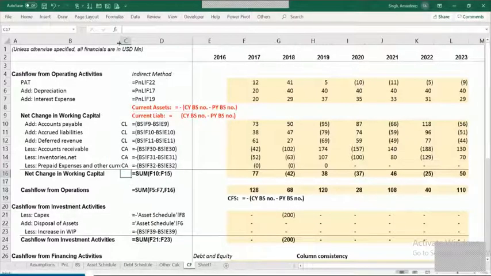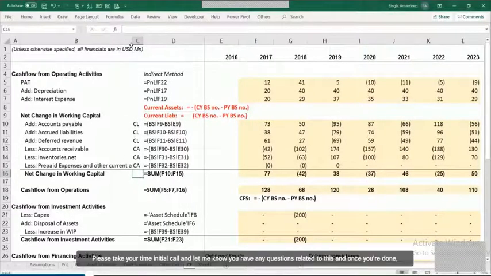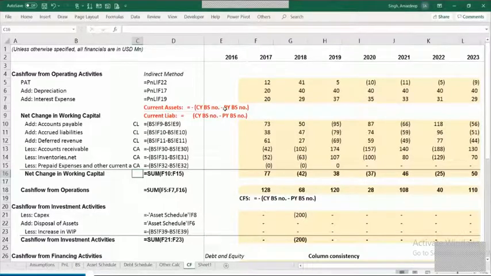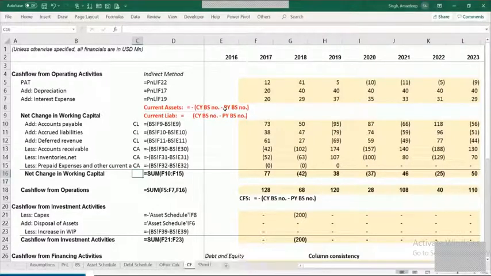Let me just put it on the screen for a minute. Please take your time, finish it off, and let me know in case you have any questions related to this. Once you're done, we'll see what the overall net cash flow is during this particular year, so that we can combine it with cash, which will give us the closing cash balance. So take your time, work on it, and then we'll move ahead.